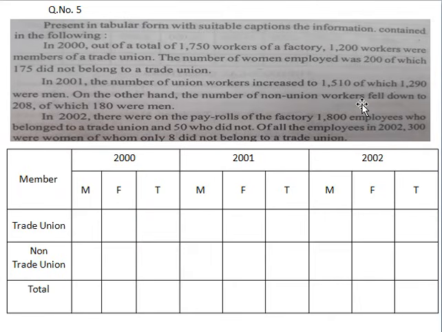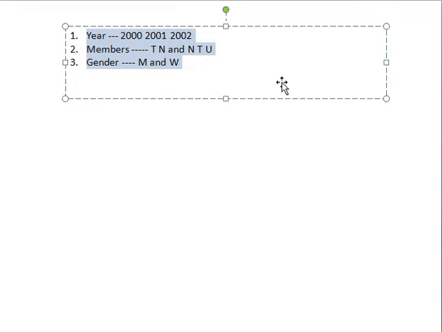Next, if you read the part, there is no other variable that you will get. So 3 variables are there: 1 is year, 2 is the sex or gender, 3 is members. Out of these 3, take any 2 in the caption. I already said that by default you always take the gender in the caption set.